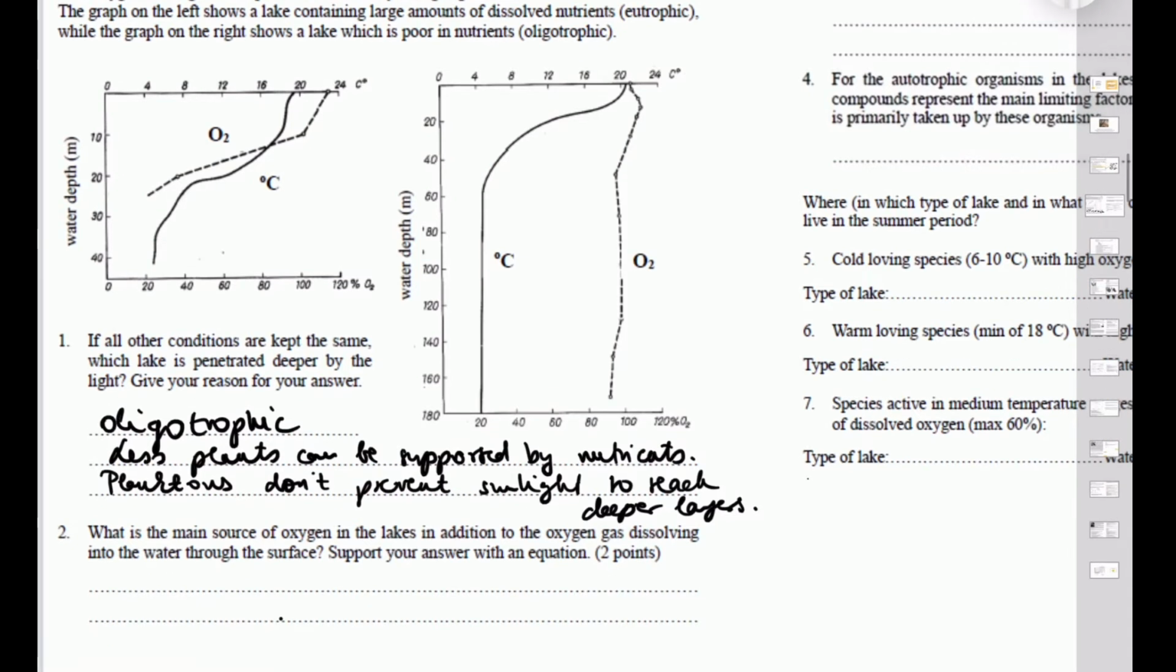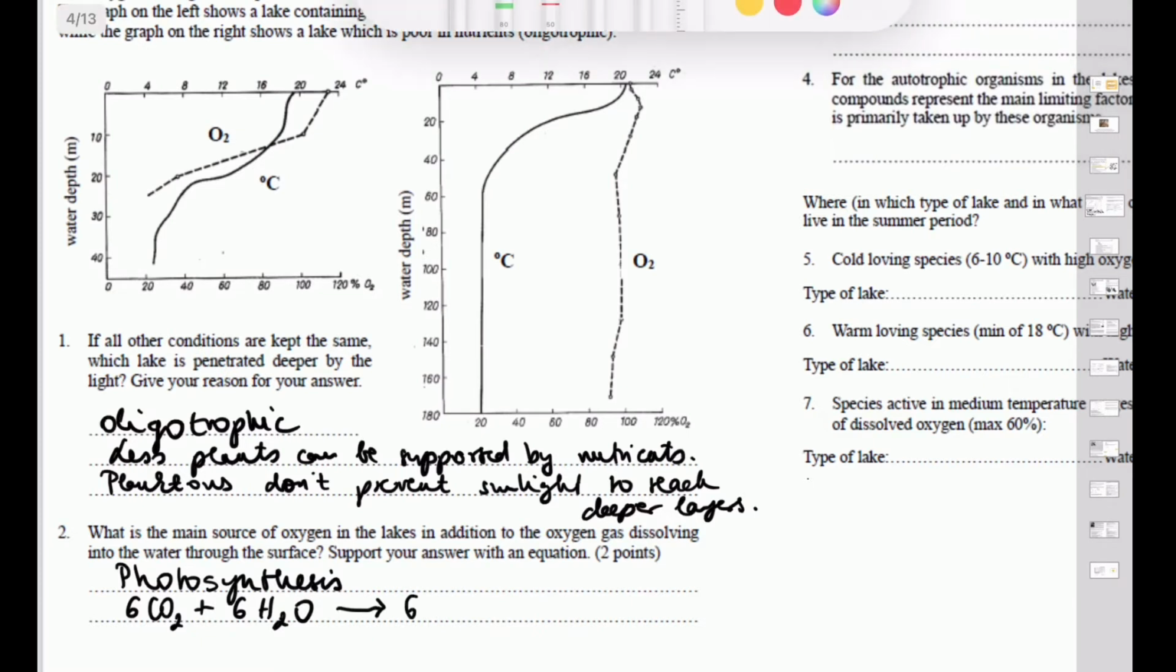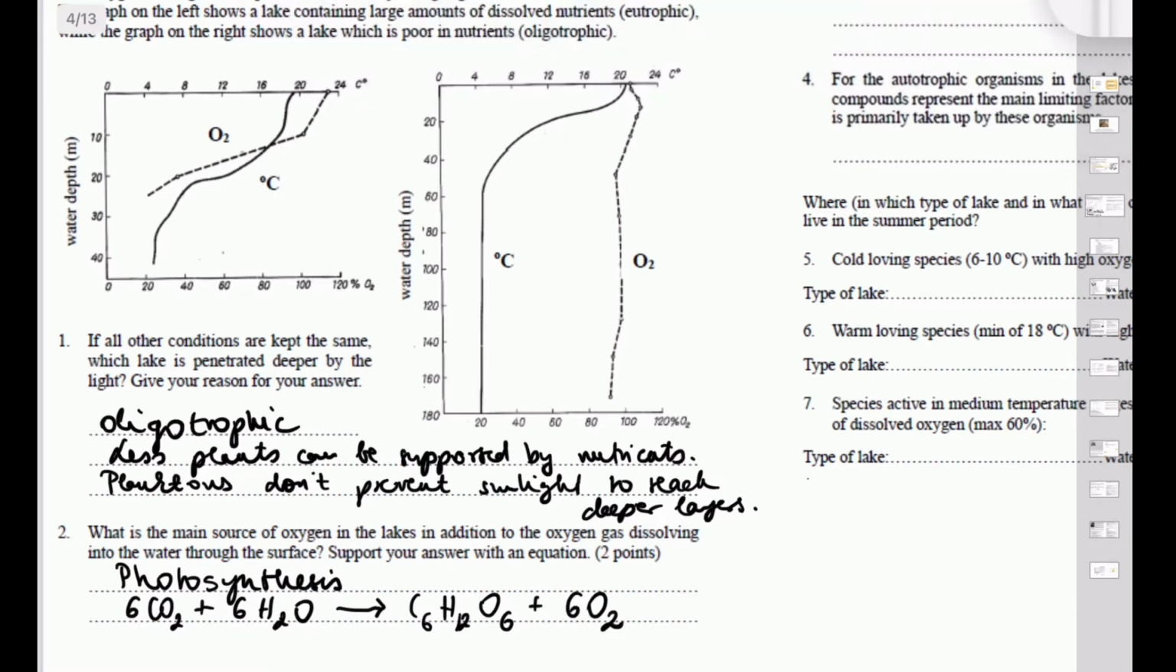What is the main source of oxygen in the lakes in addition to the oxygen gas dissolving into the water through the surface? Support your answer with an equation. Okay, easy one. Photosynthesis is the process you need to name, and the simplified equation of photosynthesis should be written in here. So 6 carbon dioxide plus 6 water in the presence of sunlight, sugar plus 6 oxygen will be produced.